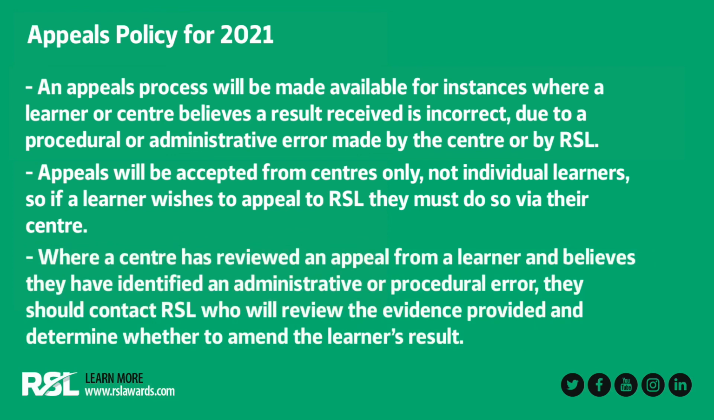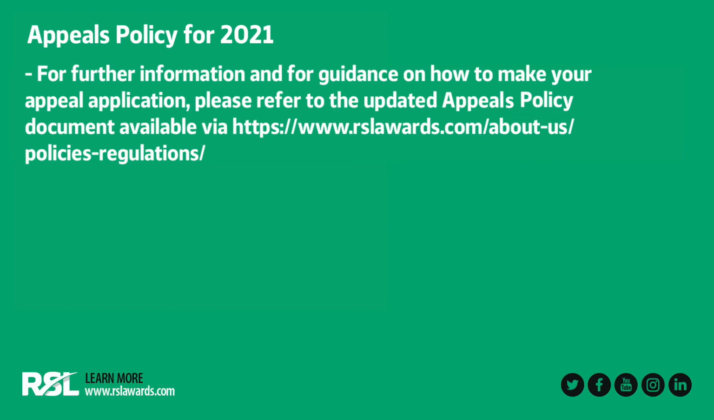Where a centre has received an appeal from a learner and believes they have identified an administrative or procedural error, they should contact RSL, who will review the evidence provided and determine whether to amend the learner's result. For further information and for guidance on how to make your appeal application, please refer to the updated appeals policy document available via the Policies and Regulations section of the rslawards.com site.